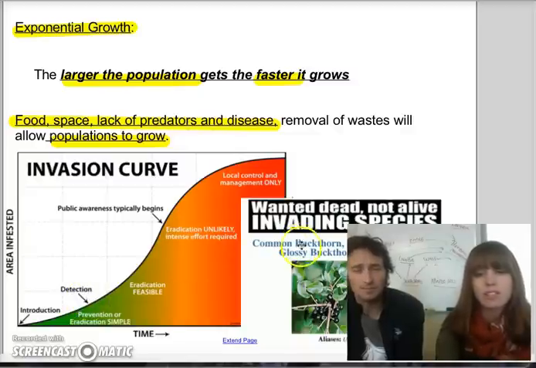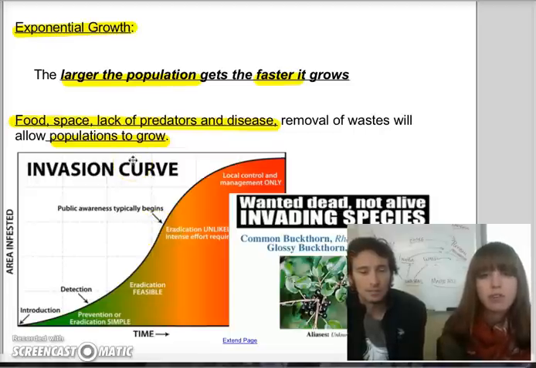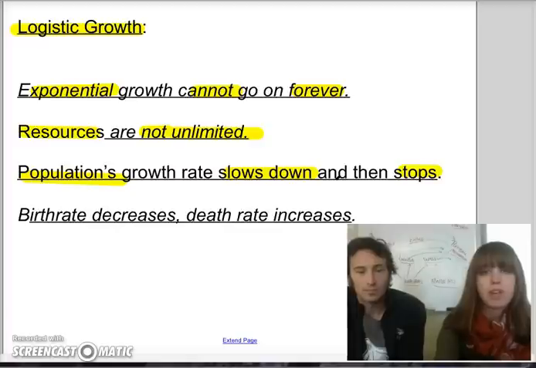And then, for instance, invasive species show this exponential growth because they have a good amount of food, space, they don't have any predators or disease to check their population. And so it allows them to grow exponentially and kind of take over an ecosystem. So that's an example of how a species can grow exponentially.